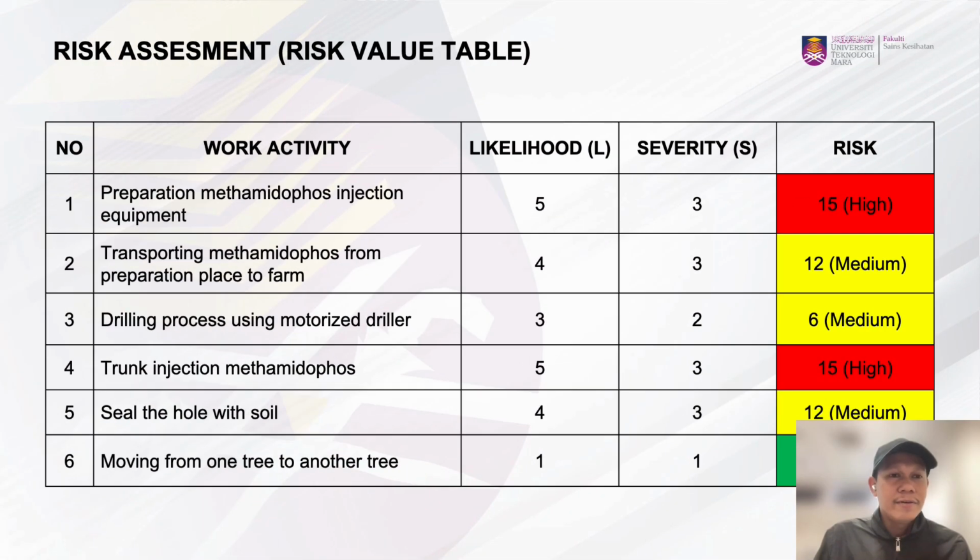Next is the risk assessment value table. The first is preparation of pesticide and injection equipment. The second is transporting pesticide from the preparation place to the farm. And third is the drilling process using the motorized driller. The fourth is trunk injection of pesticide. And 5, seal the hole with salt. 6, moving from one tree to another. And the risk values are 15, 12, 6, 15, 12, and 1.